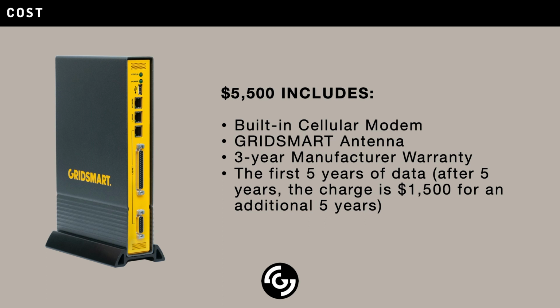But let me talk a little bit about what it does include. That includes the built-in cellular modem, the GRIDSMART antenna that I mentioned earlier. You get a 3-year manufacturer warranty, and the first 5 years of data and cellular service is included. After those 5 years, if you decide that you want to keep going for an extra $1,500, you can get an additional 5 years. But that is what is all included with the $5,500 for your V2 unit.